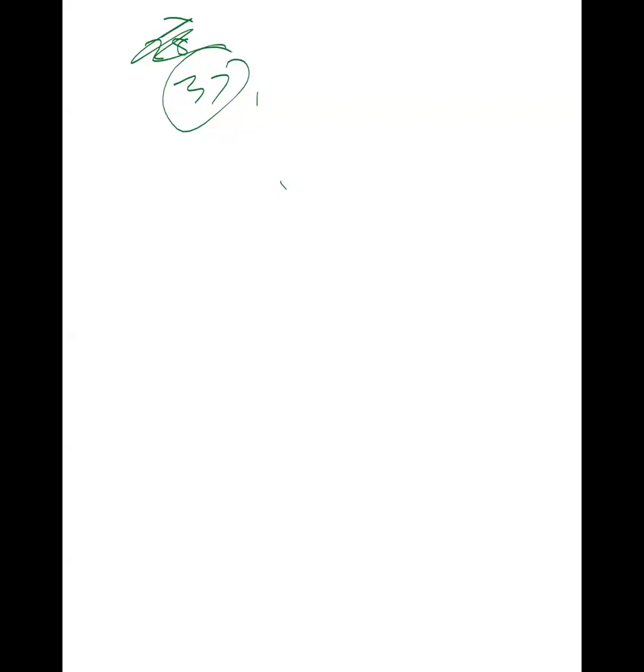Okay, so we're doing question 37. It says to find the product, which means multiply. 6i times 3 plus 9i. To find the product, you distribute.